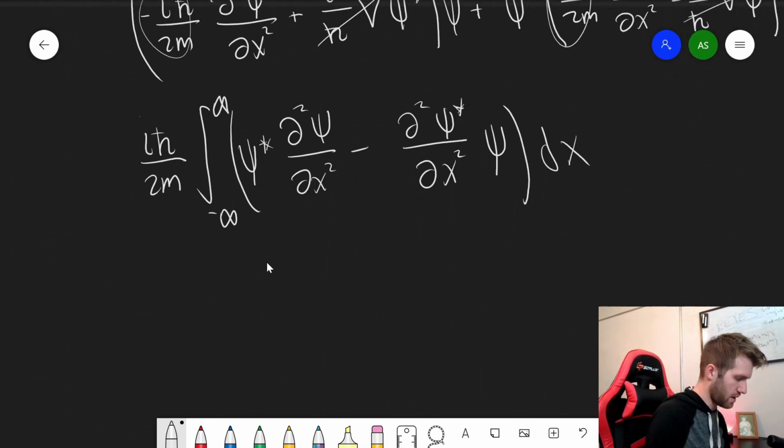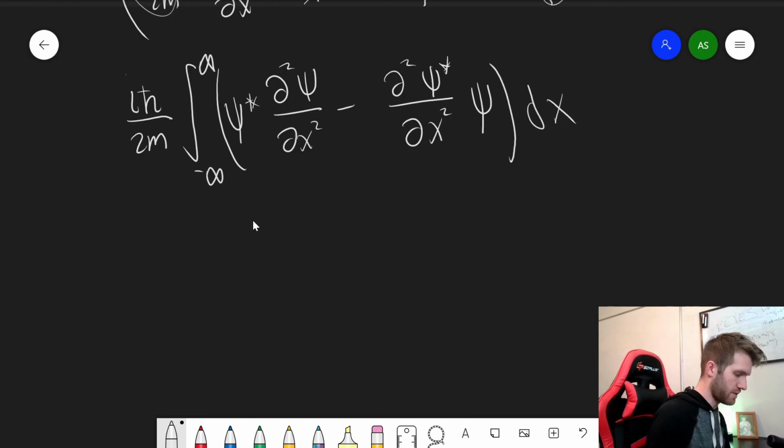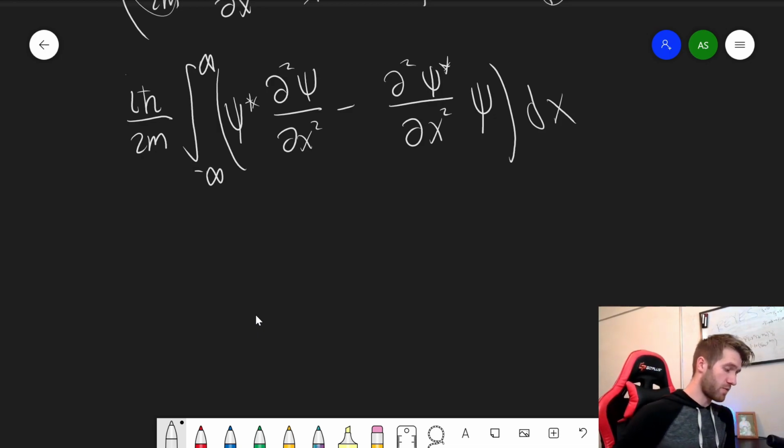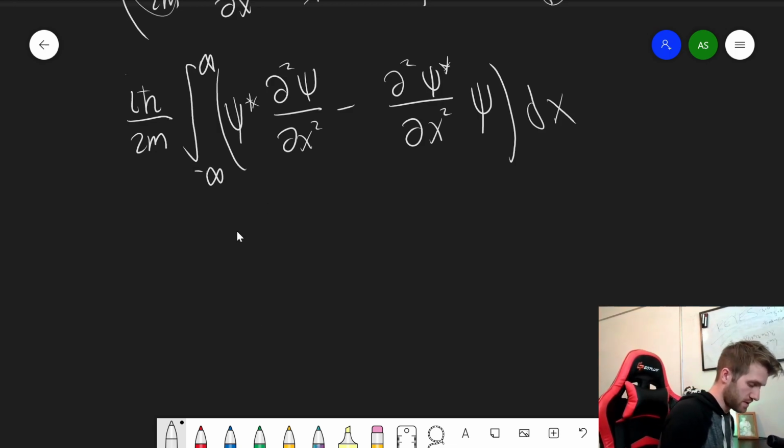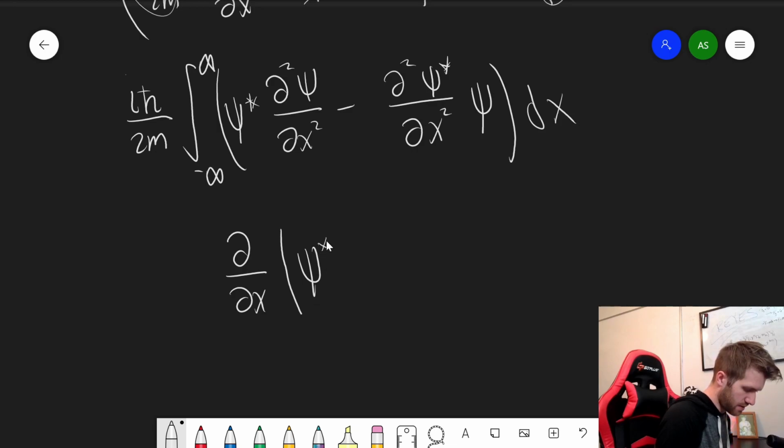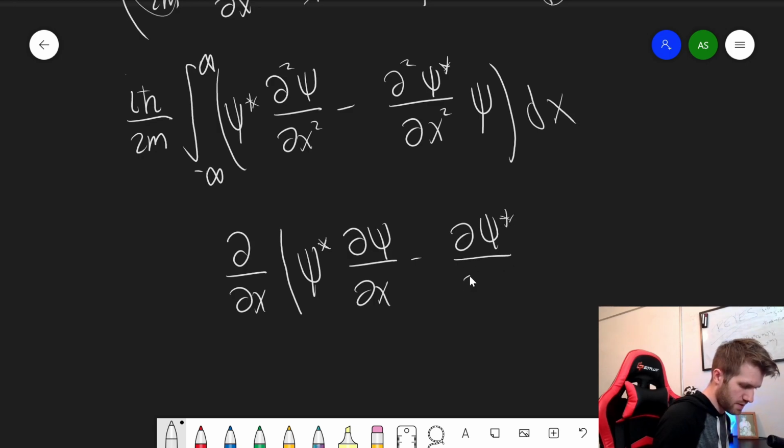So, almost done here. Now what we're going to do is factor out the common d/dx terms. And normally, it's not necessarily factoring, but what you'll see, this statement is in fact correct. Because if you were to say, let's see, we're going to pull out this d/dx term, right? And that's going to give us psi star d psi dx minus d psi star dx psi.